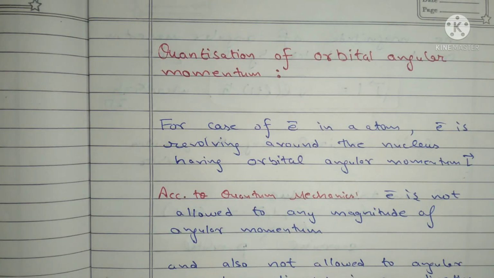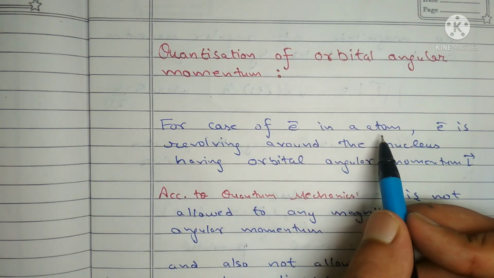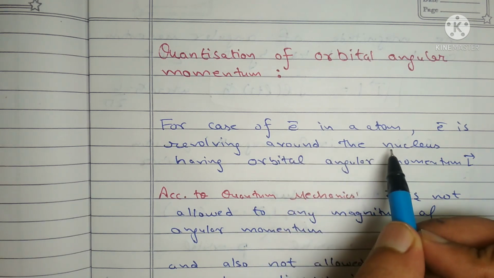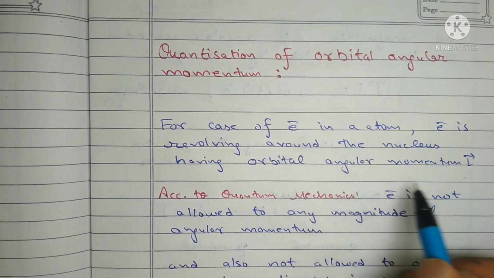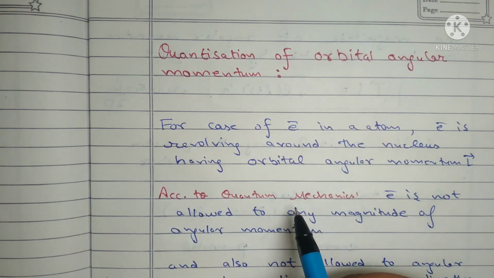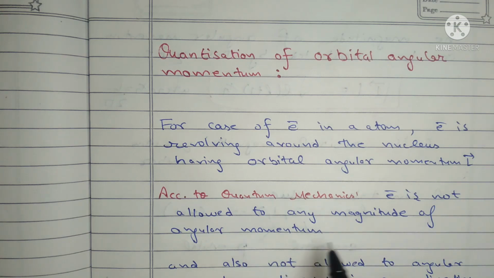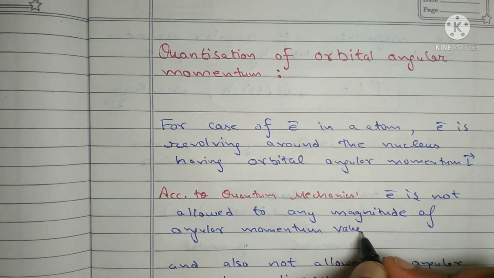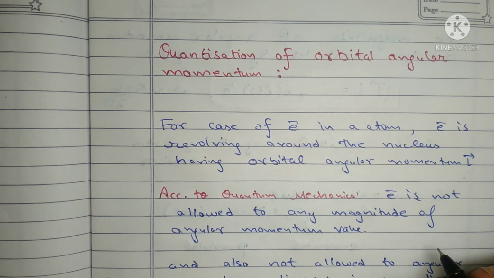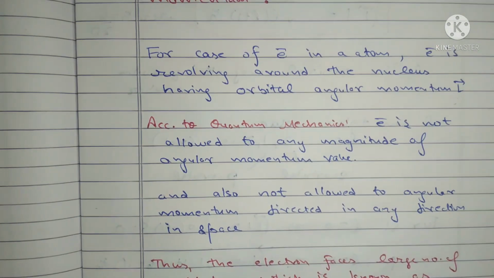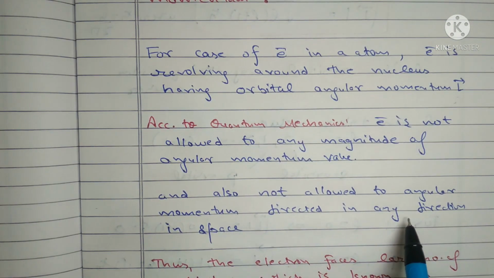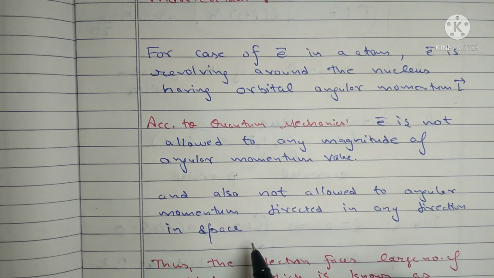Hello, today our topic is quantization of orbital angular momentum. For the case of an electron in an atom, the electron is revolving around the nucleus having orbital angular momentum L vector. Now, according to quantum mechanics, the electron is not allowed any magnitude of orbital momentum value. That means it contains only specific values of the orbital angular momentum, and it is also not allowed to have angular momentum directed in any direction in space, which means it can take only a specific orientation in space.